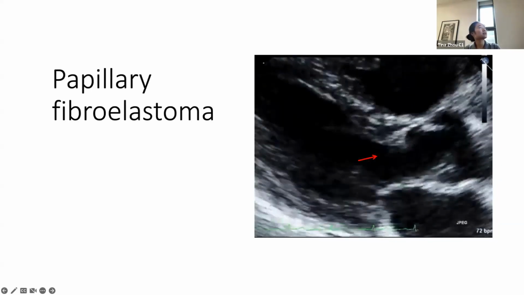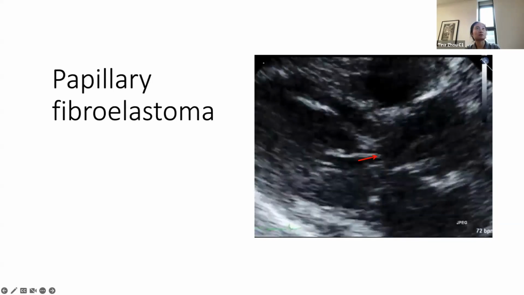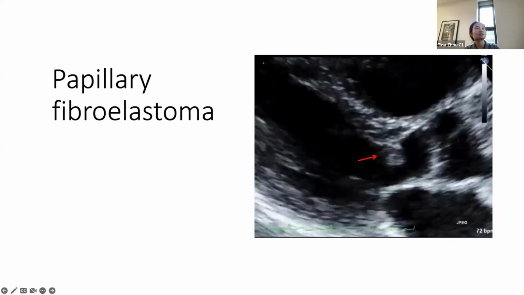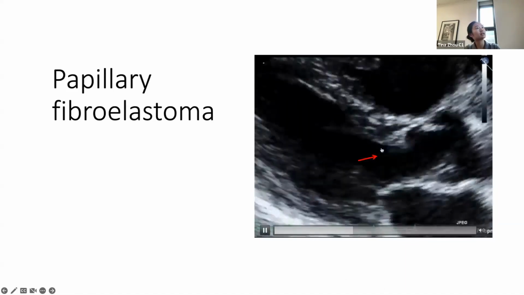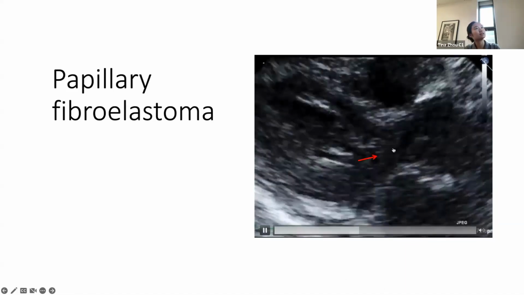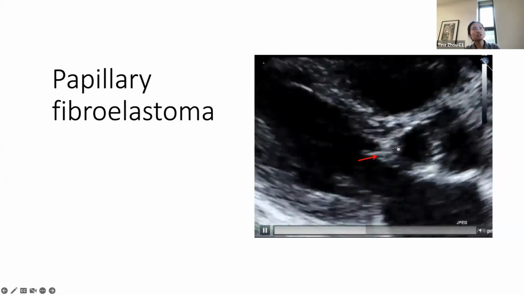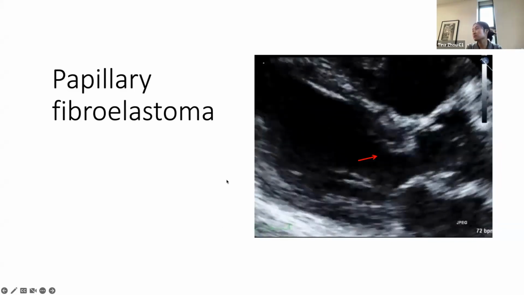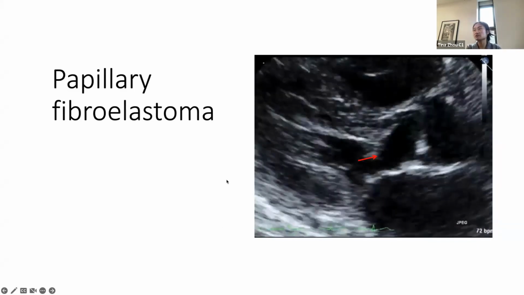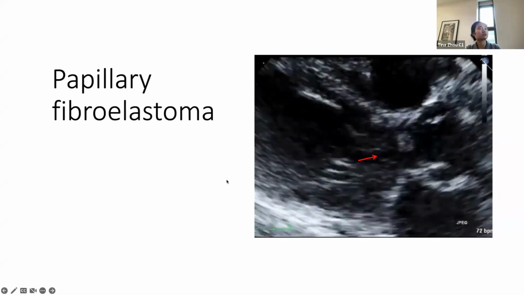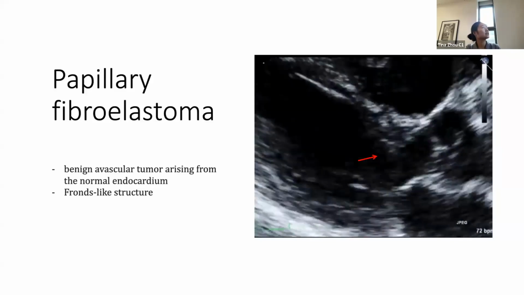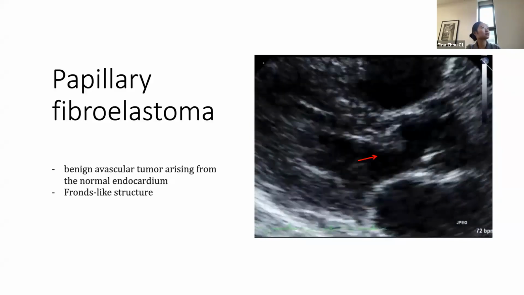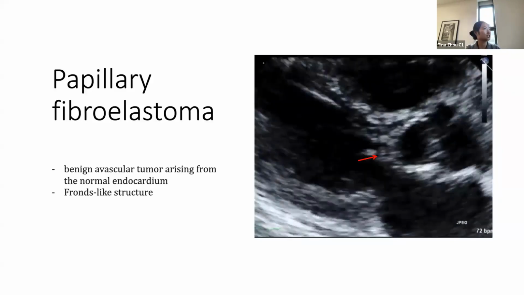So that's a papillary fibroelastoma. You can see there's a stalk here, with a round structure that looks like a tumor, or a thrombus if you don't see the stalk, or even thought to be a vegetation, depending on how close it is to the valve. It is a benign avascular tumor, usually coming from the normal endocardium.